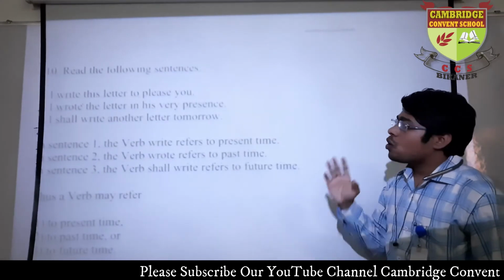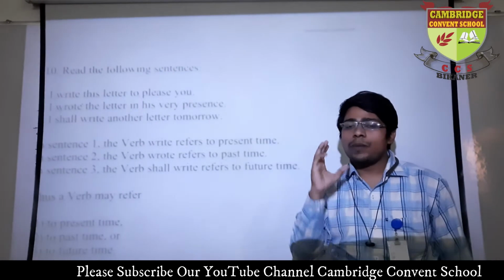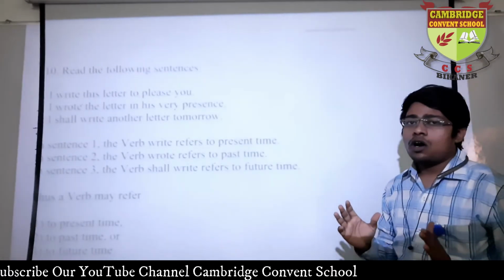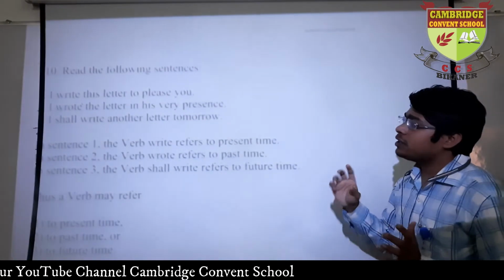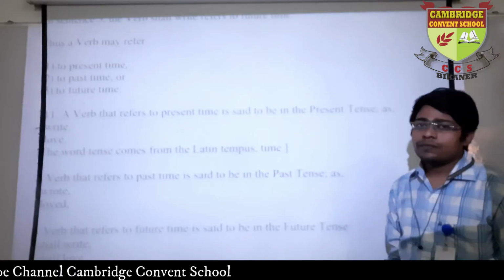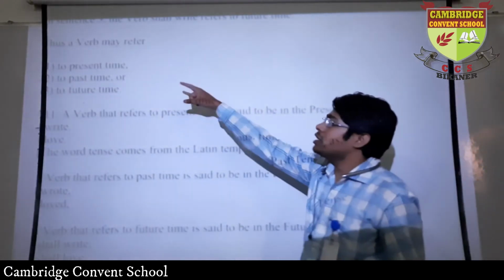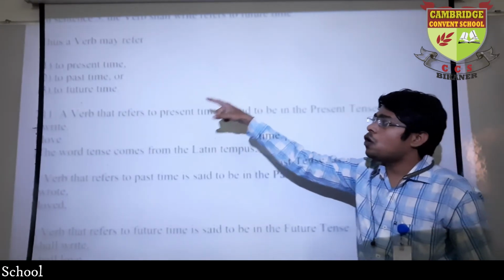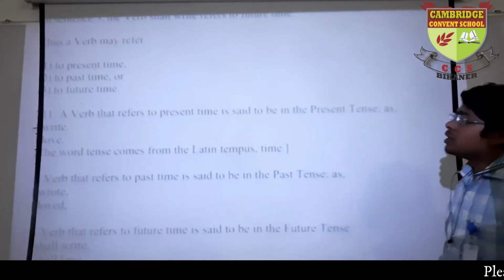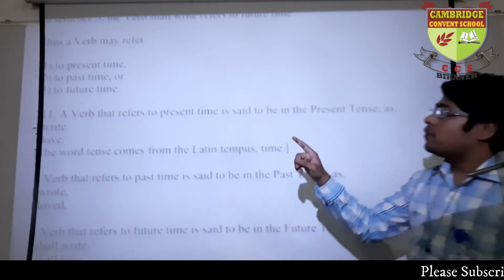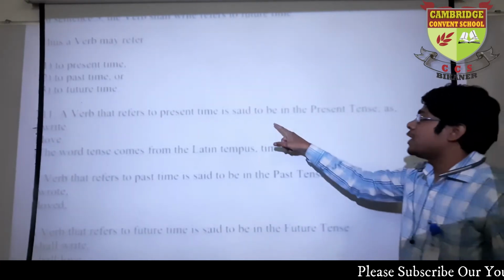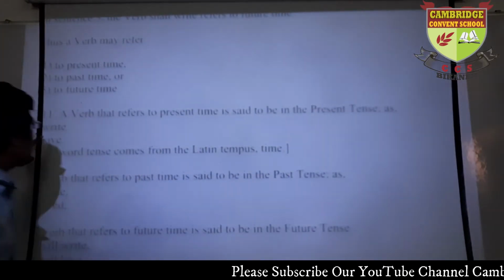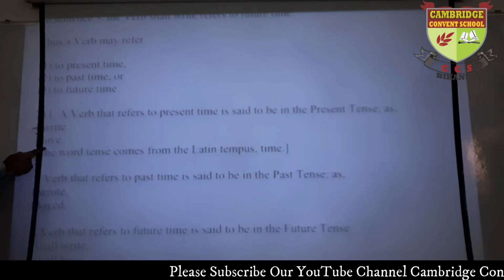So, with the help of the main verb or the form of the verb, we can choose the time. Thus a verb may refer to present time, to past time, or to future time. A verb that refers to present time is said to be in the present tense, as the verb write and the verb love.